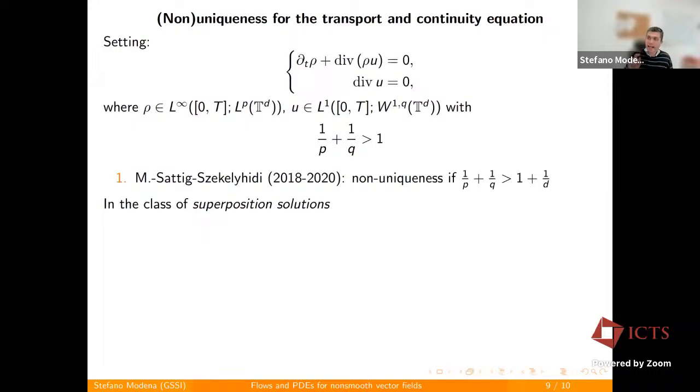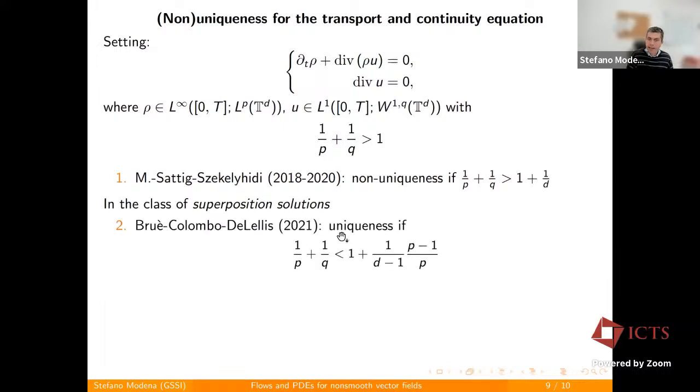Okay, so in the class of superposition solutions, Bruè, Colombo, and Bellellis showed that uniqueness holds. Now, the class of superposition solutions is a smaller class than weak solutions. So showing uniqueness is somehow easier in the sense that, for instance, they could extend the DiPerna-Lions condition a little bit. So they could show that if 1 over p plus 1 over q is less than 1 plus some other exponent, which is this one, then you have uniqueness of solutions, once again, in the class of superposition solutions.